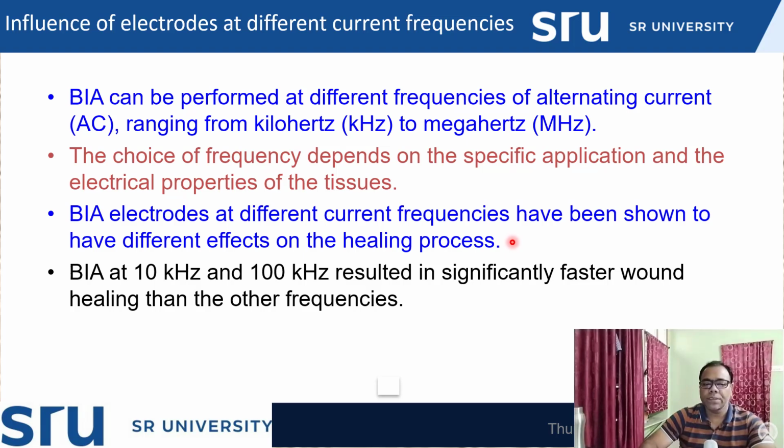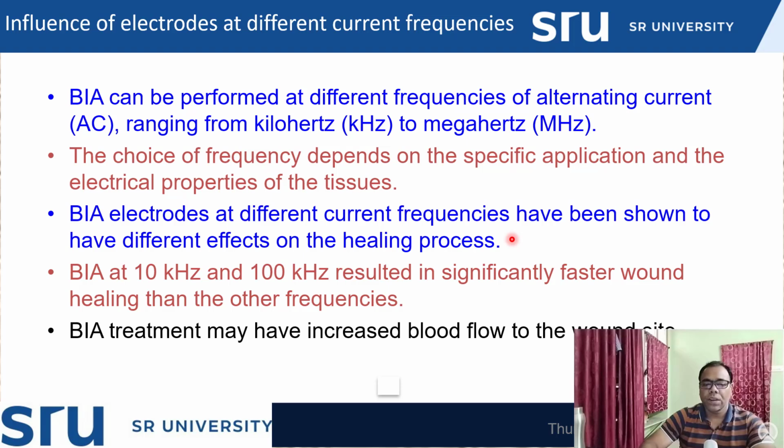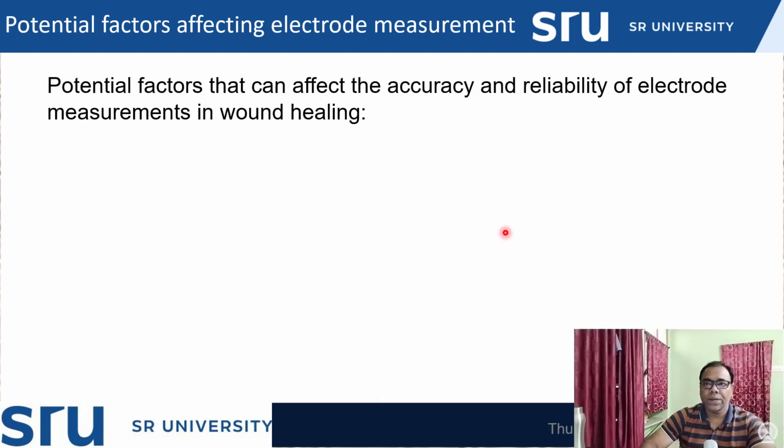BI impedance, as I discussed earlier, from 10 kilohertz to 100 kilohertz, results in significantly faster wound healing than other frequencies. So these are the ranges. In between this range, the optimal analysis can be done and a faster healing process will take place. This BI electrode method treatment may have increased blood flow to the wound site. Because of that analysis, we can know what the fluid content is. It will lead to more blood flowing to the wound area, so that it may make the healing process faster.